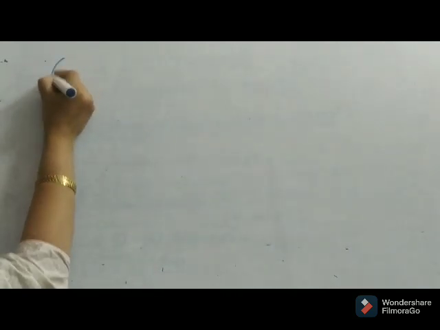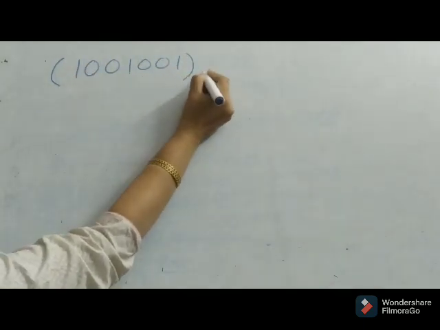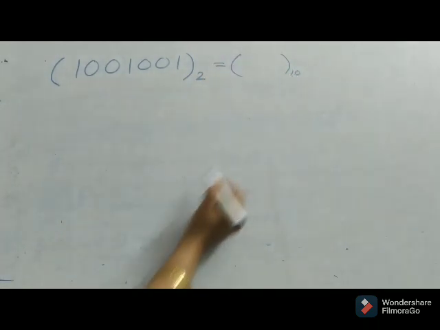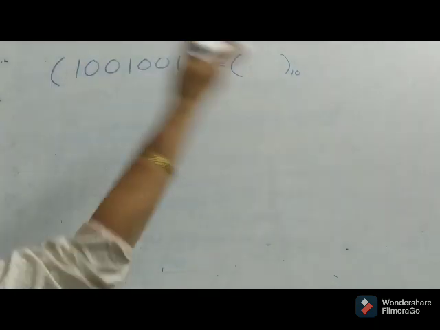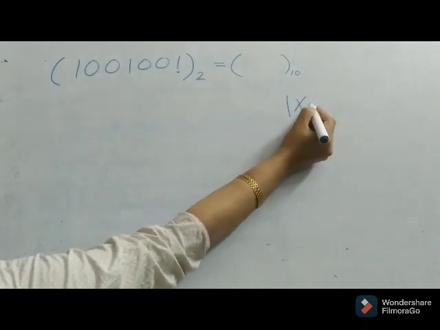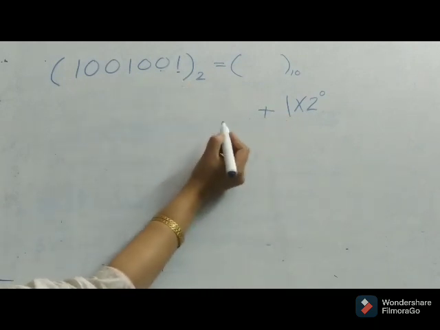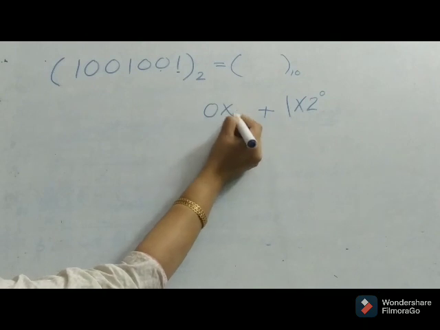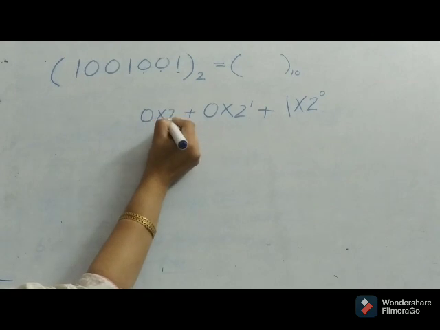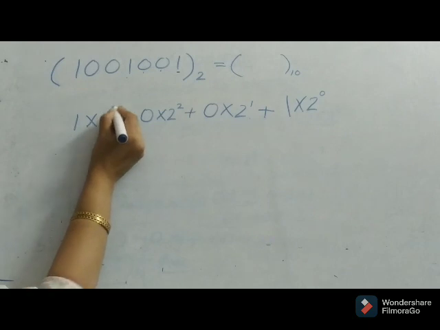Alright, now the next question is, for example, I have a string of 1, 0, 0, 1, 0, 0, 1. This is my string of binary number and I have to convert it into a decimal number. So children, again, we have to start from the rightmost side. My rightmost character is 1. 1 multiplied by 2 to the power 0. Then plus 0 multiplied with 2 to the power 1. Then again 0 multiplied by 2 to the power 2. 1 multiplied by 2 to the power 3.